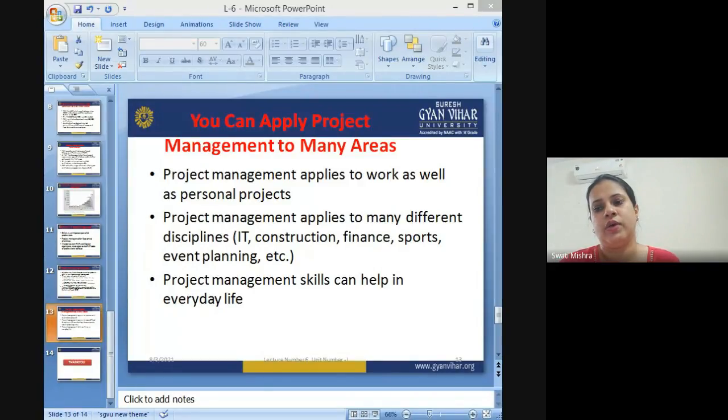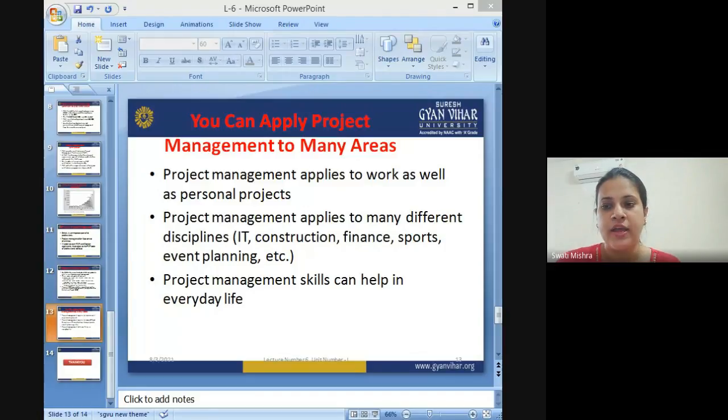Apart from this, of course, project management skills: any person who has acquired them becomes very skilled in handling tasks and targets in their everyday life also. Whenever you are at a job, you know how to plan your work schedules, how to prioritize your things, and how to network your activities, how I'm going to move about one by one so that I can complete my work or my targeted job on time.